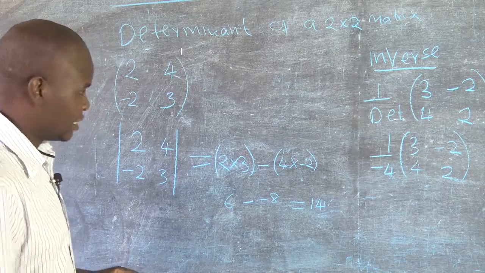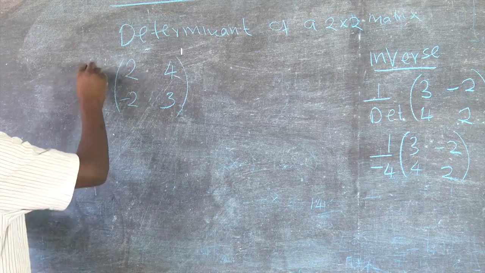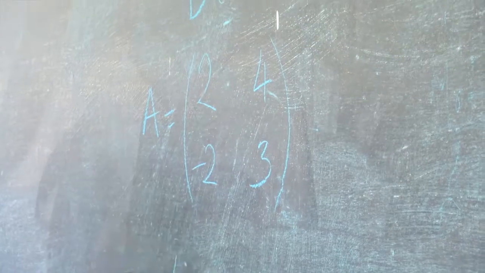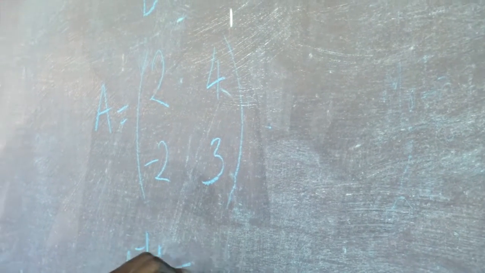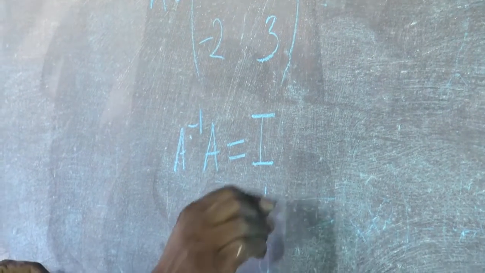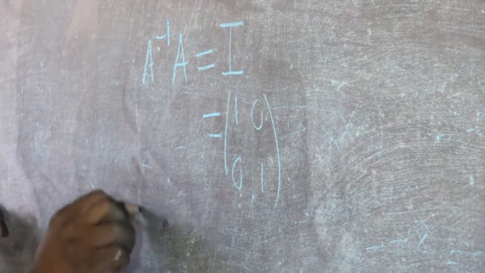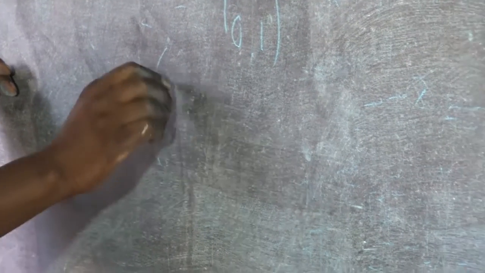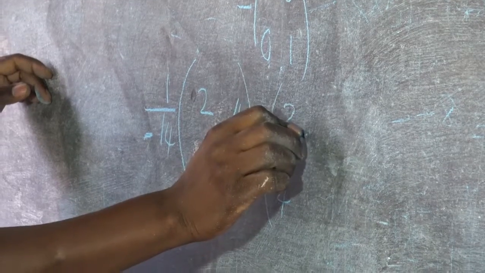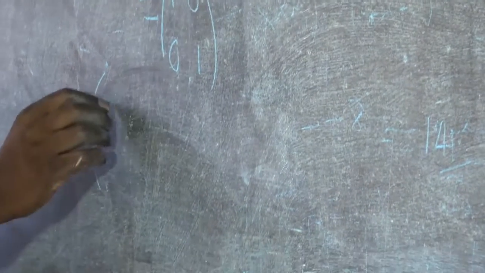For you to know that it is mathematically correct, if you assume this is matrix A, this is A inverse. If you take A inverse, you multiply by A, it should give you I, where I is the identity matrix and I is represented by this. Let us prove that we have 1 over 14, 2, minus 2, 4, 3, 3, 4.